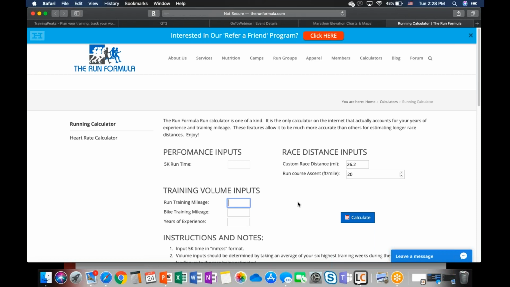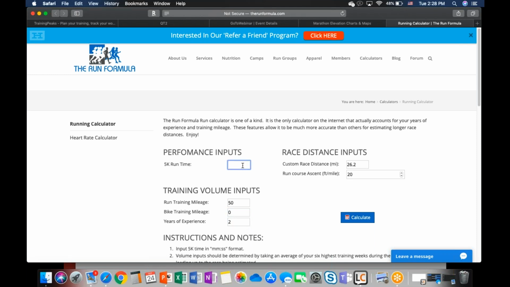Run training mileage. Okay, what is the average of the last 10 total weeks? What is the average of the 6 highest weeks, volume weeks that you've had? Let's just say you got in a really good training cycle. You really had a lot of miles put in, and you ran 50 miles a week. You averaged 50 miles a week for your 6 biggest weeks. I didn't ride my bike at all, so that's a 0. And I've done marathons the last 3 years, including this year, so I'm going to put a 2 in there because I'm not counting this year.